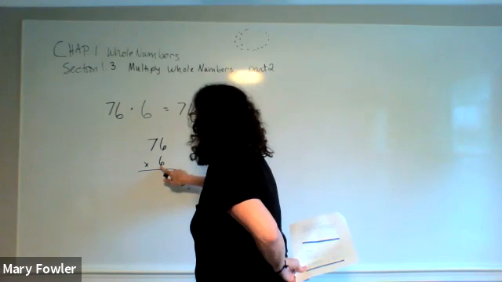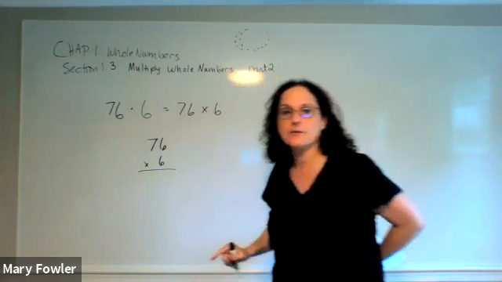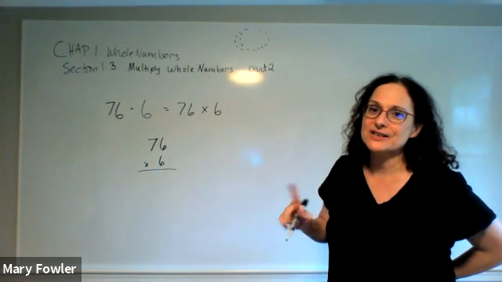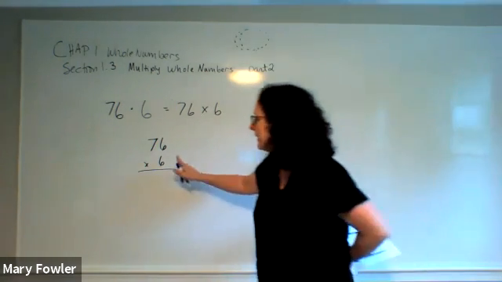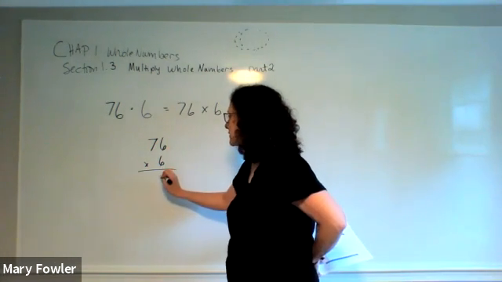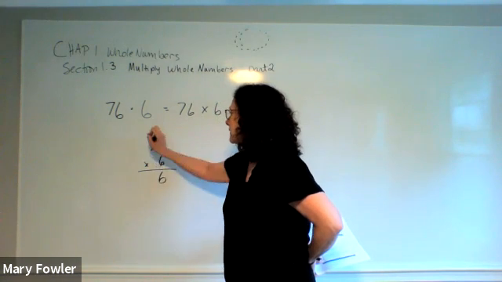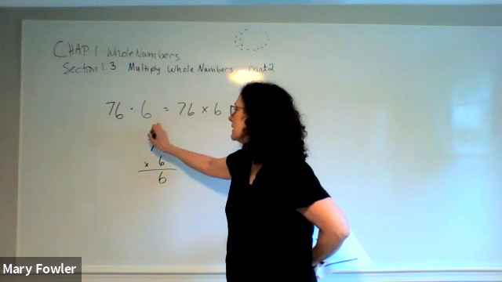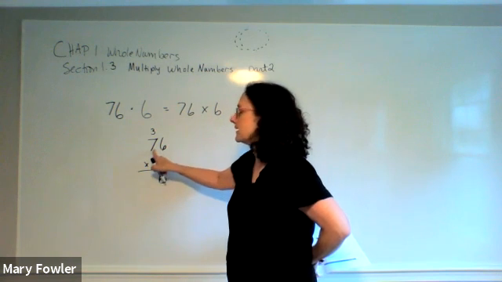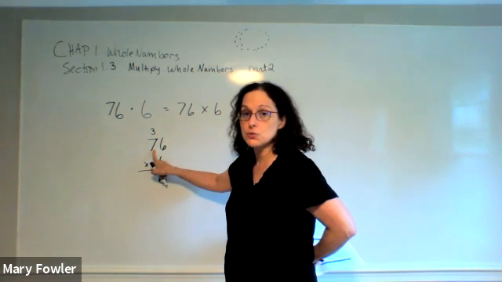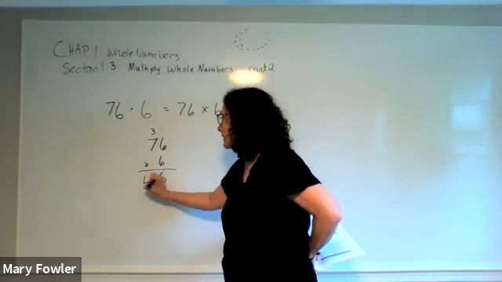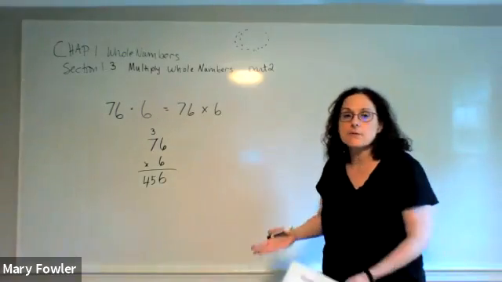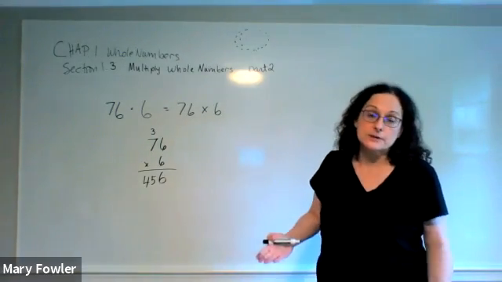Okay, so we're going to look at this and rewrite the problem vertically, lining up the ones digits as we did in addition and subtraction. Okay, and then we'll take 6 times 6 is 36. We put the 6 down here in the ones place and carry the 3. And 6 times 7 is 42 plus 3 is 45. And that's an example of multiplying a 2-digit number by a 1-digit number.